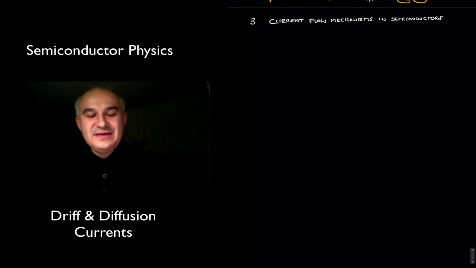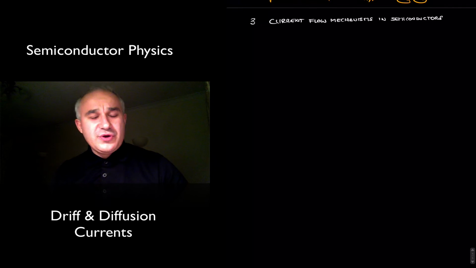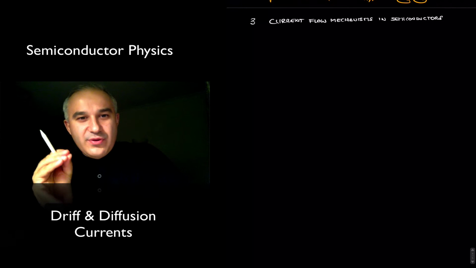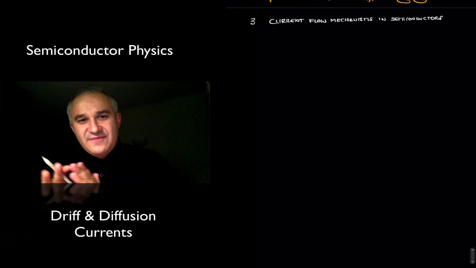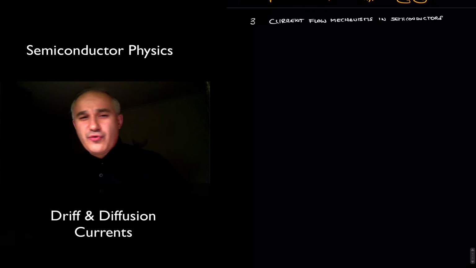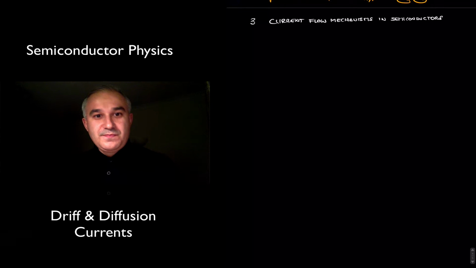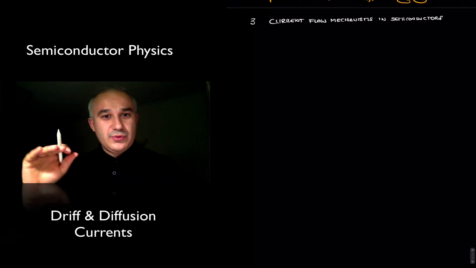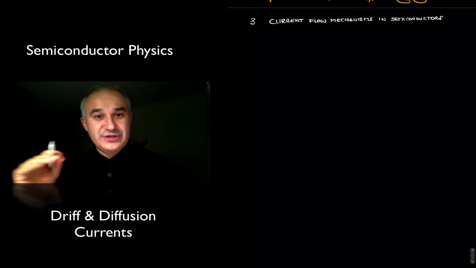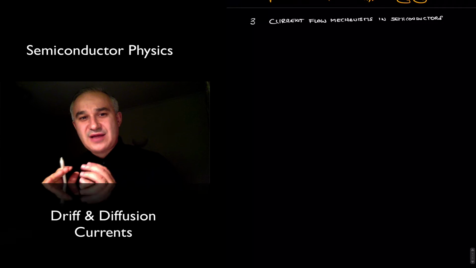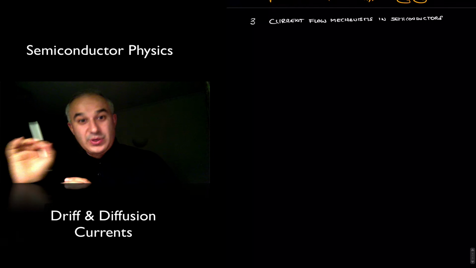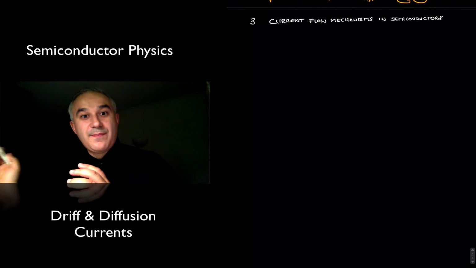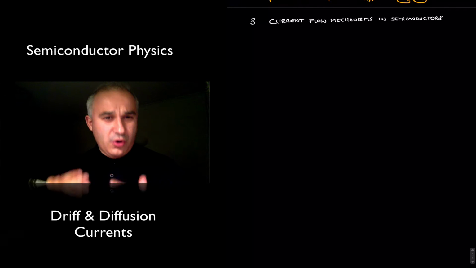Hello and welcome back. In this video, we are going to go over the current mechanisms that we have in semiconductors. This is a different topic than what we already covered regarding the fact that in semiconductors, we have both current due to free electrons or electrons in the conduction band, as well as currents due to movement of electrons in the valence band, because we have holes, which looks like a positive charge movement or a hole current.